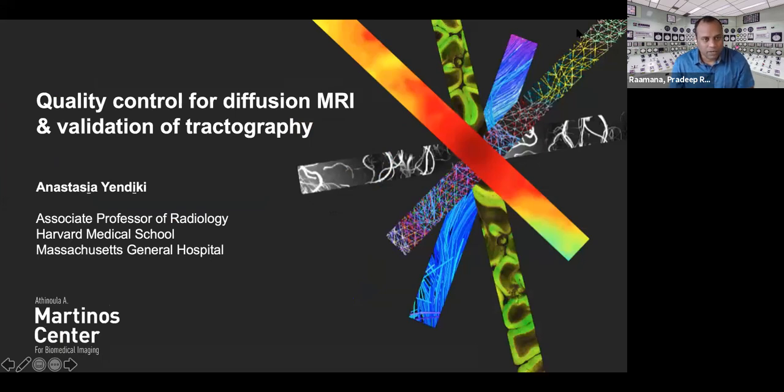So a quick brief bio. Dr. Yendiki is an associate professor in radiology at Harvard Medical School and associate investigator at the Massachusetts General Hospital in the Athinoula A. Martinos Center for Biomedical Imaging. Her background is in electrical engineering with a specialization in statistical signal and image processing. She is the lead developer of TRACULA, which stands for TRActs Constrained by UnderLying Anatomy, the diffusion MRI analysis toolbox in the FreeSurfer software suite.